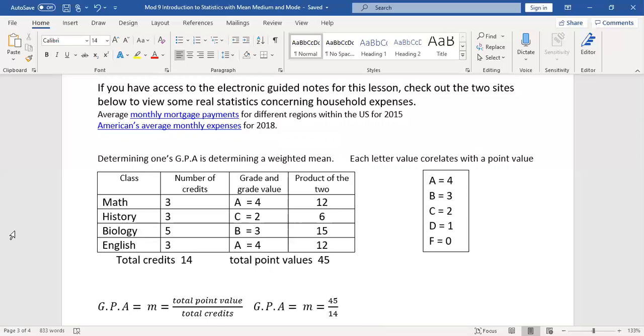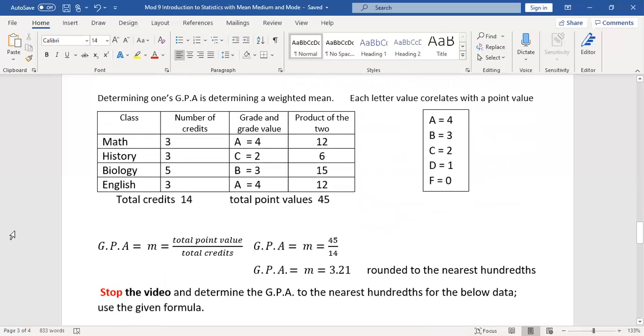Now we have to total our columns. If we total our number of credits for the semester, that's 14 credits. And on the far right, we're going to total our point values, which is going to be 45 point values for the semester. And then to figure the GPA, we're going to plug that into our formula. Total point value divided by total credits. And then we're going to round that to the nearest hundredths. So for this particular situation, it would be a 3.21 GPA.